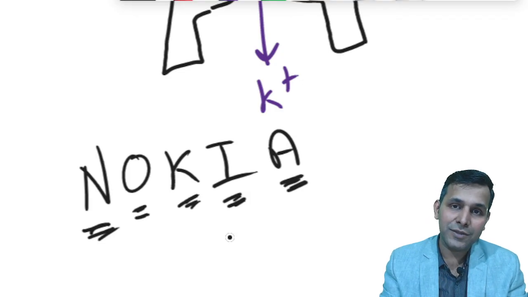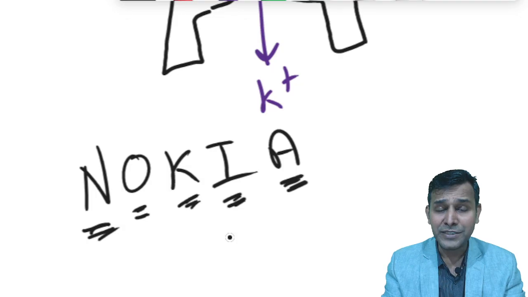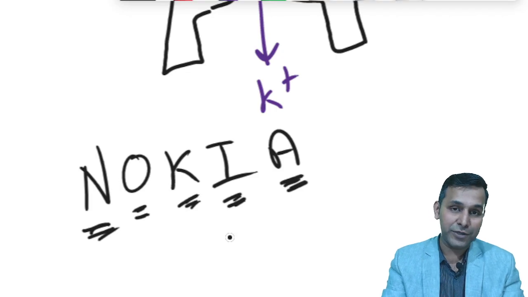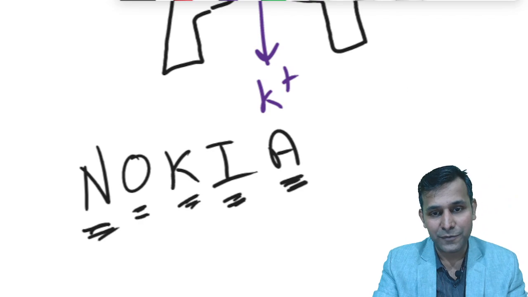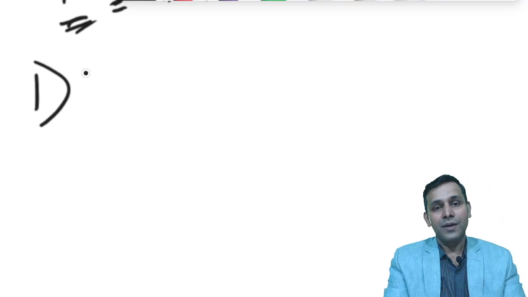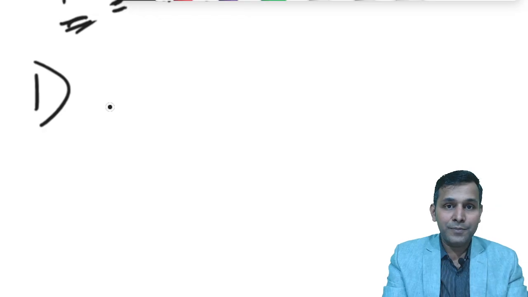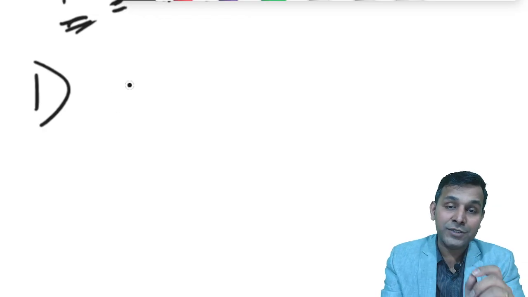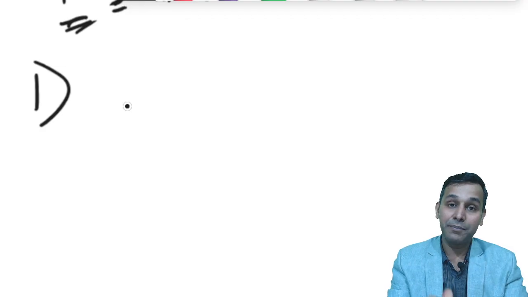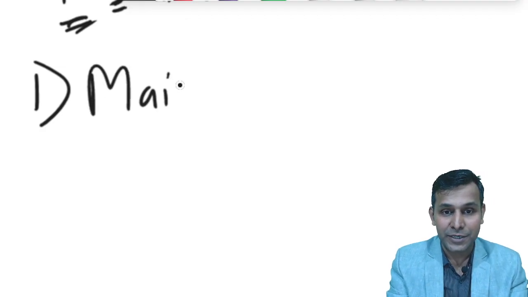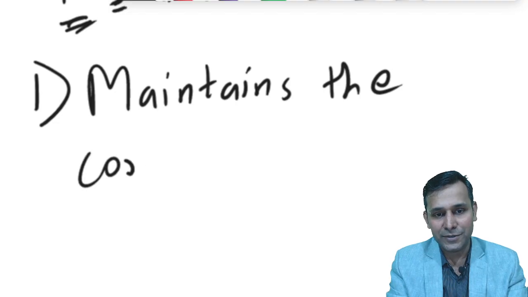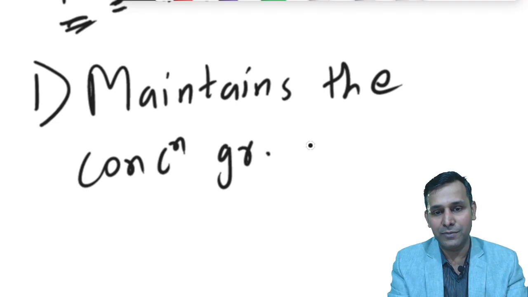Now by doing this sodium potassium movement against the gradient, what purpose, what function does this pump serve? Very important functions. Let us list those important functions of the sodium potassium pump. Number one, the sodium potassium pump maintains the concentration gradient of sodium and potassium ion across the membrane. It maintains the concentration gradient of sodium and potassium ion. How?